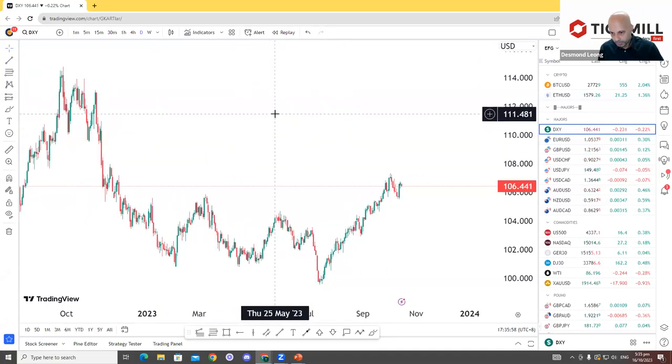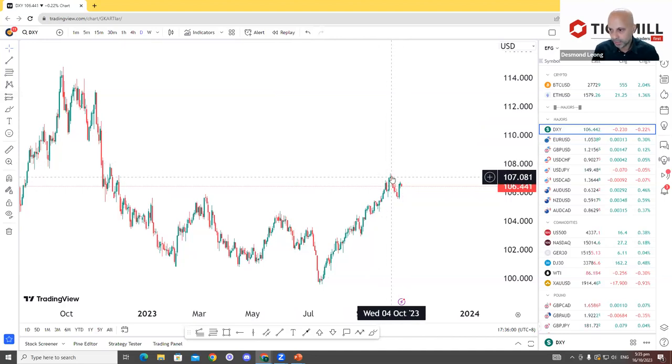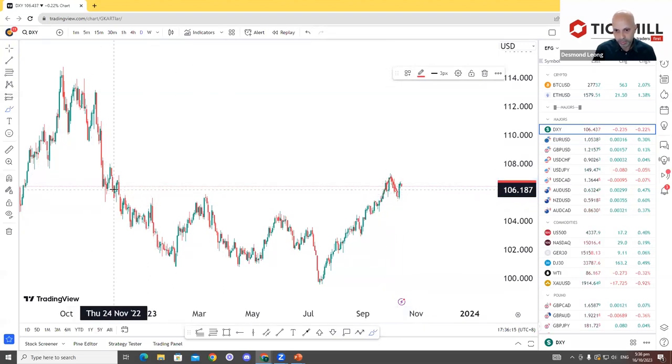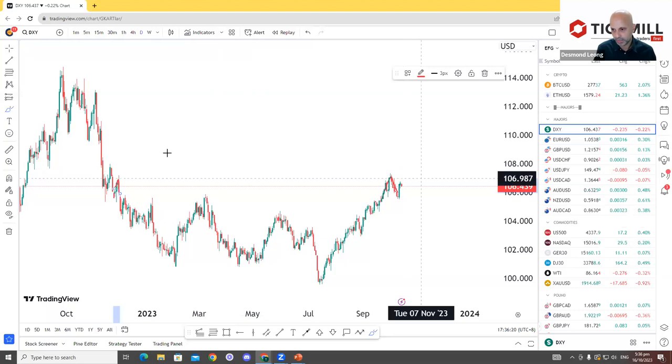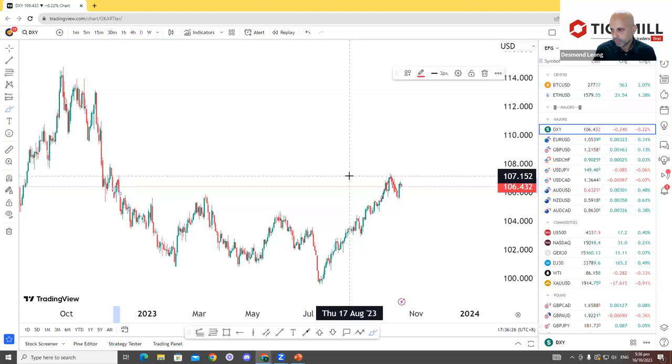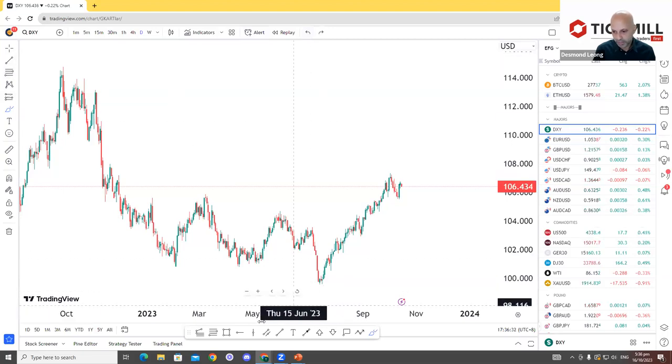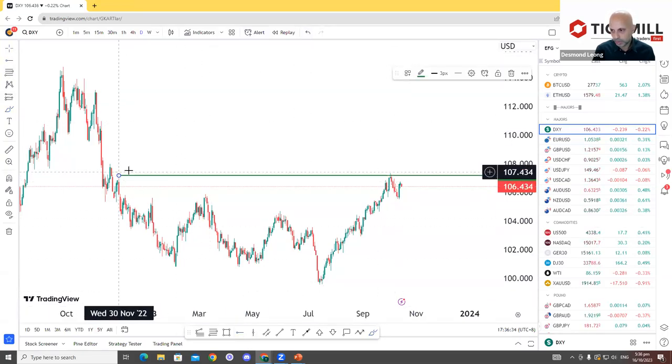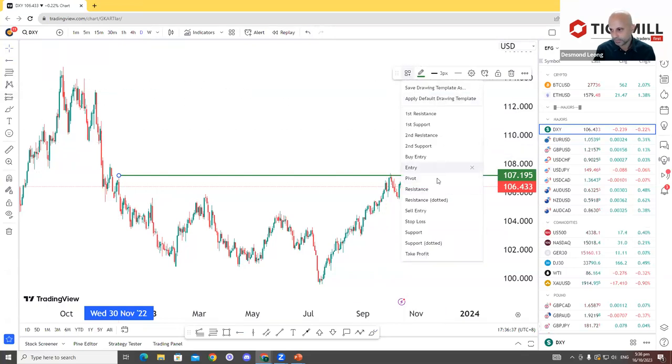All right. So as we can see, of course, price making the swing high here on 3rd of October. Here we go, you can see price making a pretty significant swing high here last week, which is also another level where price ran into a little bit of resistance at the end of November of 2022. So we can see a couple of instances where price has run into resistance around 107.15. So that's how we're going to identify the first resistance level for the dollar index on the daily time frame.